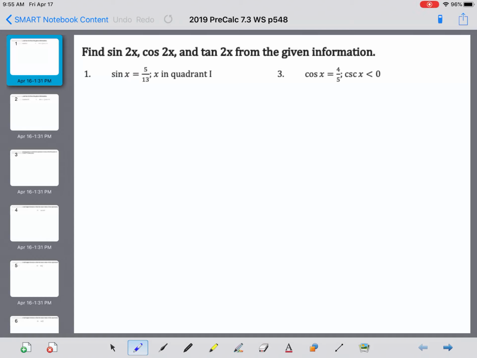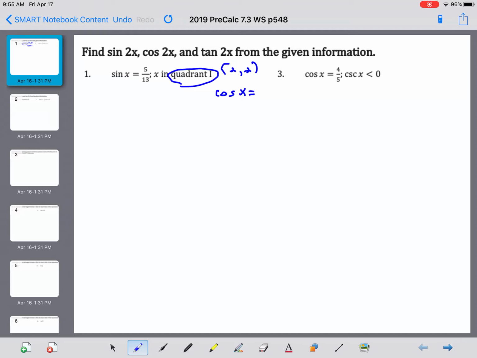Okay, going through the 7-3 worksheet, starting with number 1 here. We are supposed to give 3 responses here. First of all, in quadrant 1, remember both signs of sine and cosine are positive, so I'm going to mark that here, plus plus. Also, before we go on, we need to figure out what the cosine of x will be if I know the sine ratio.